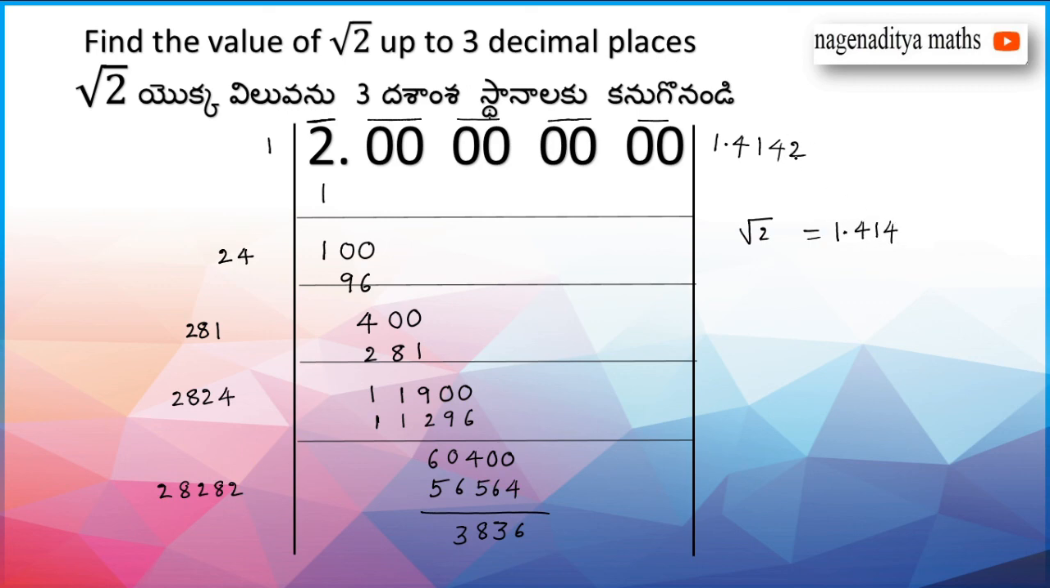If this number is 5 or more than 5, we have to add 1 to this 4. So for example, if this digit is 6, we have to add 1 to 4. That is 1.415. Okay. So this is less than 5. We have to round off the number up to 3 decimals, that is 1.414.